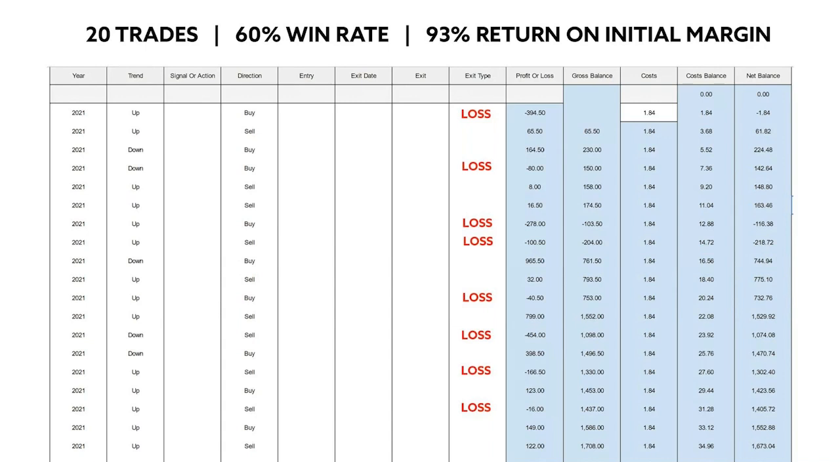Now, the first 20 trades that you can see are returning just under 100%. I think I've got 93% written there. So that's a pretty good start. But for most of the time, you can also see that just about every second trade is a loser. So losses are scattered through there everywhere.